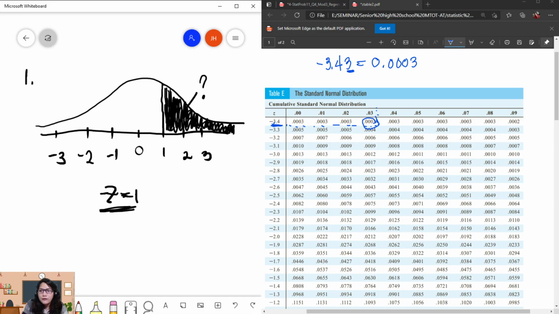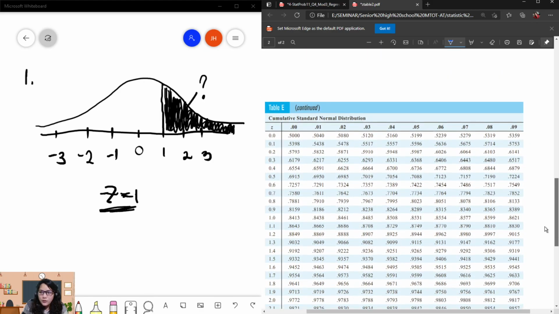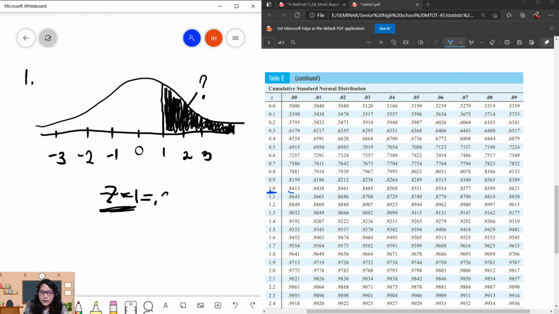This time we are given z equals 1, so we are looking for positive 1. Where is positive 1? You look in your table, positive 1 is here, 1.0. We are not going to use 1.1 because that is not 1.0, only 1. So this is what we are looking for. The area of this one is 0.8413. Again, z equals 1, and the area is 0.8413.